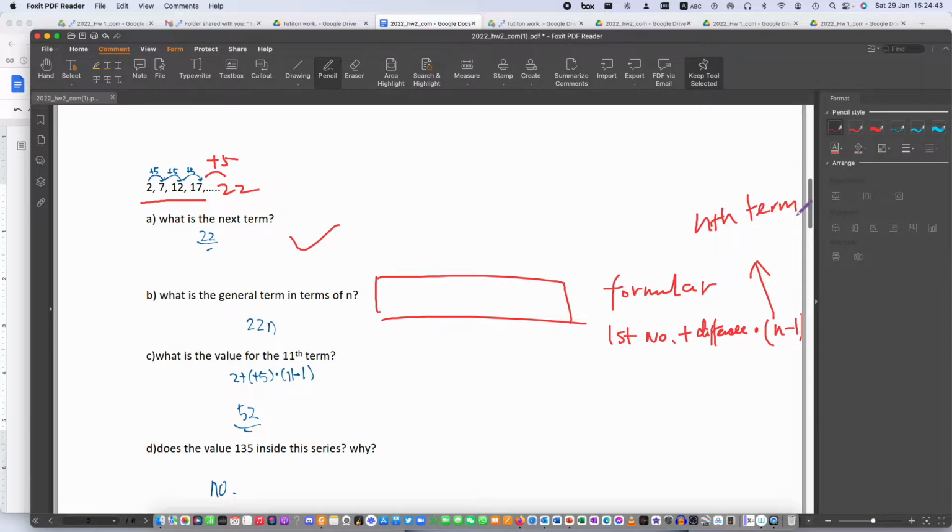Okay, stop. Face me. What's the formula? First number plus difference bracket n minus 1. Okay, good. So before you continue, can I ask you, where did you learn this from?